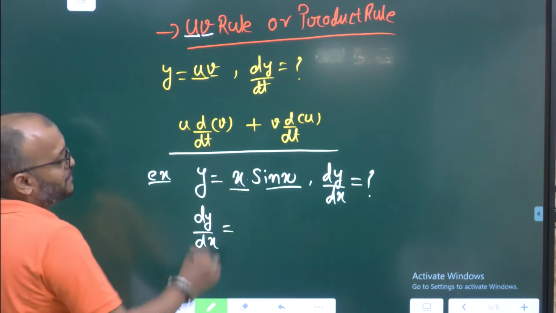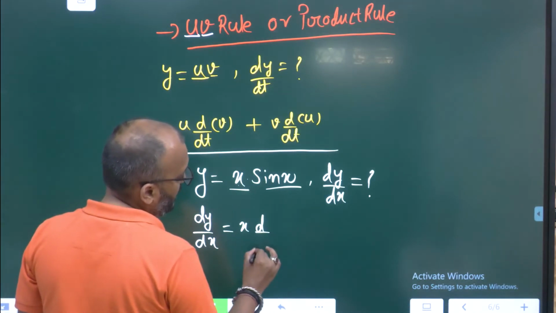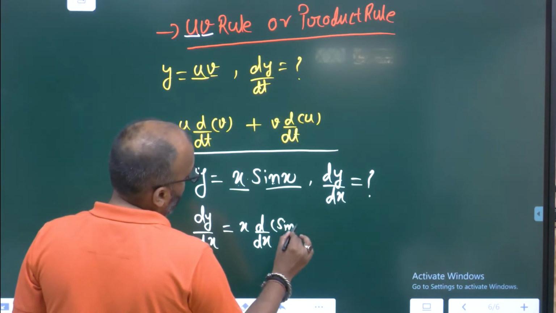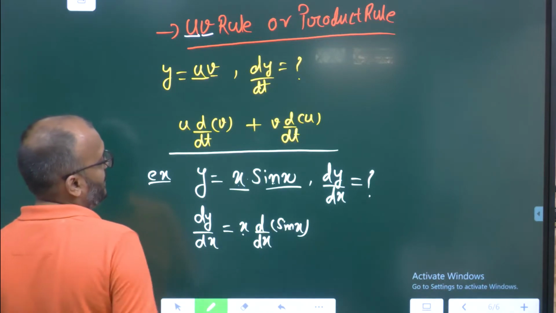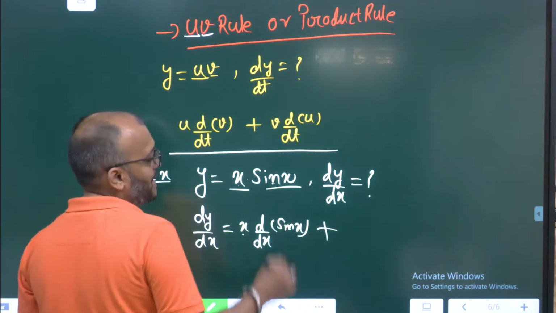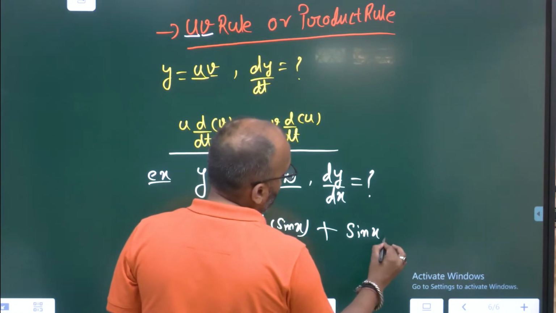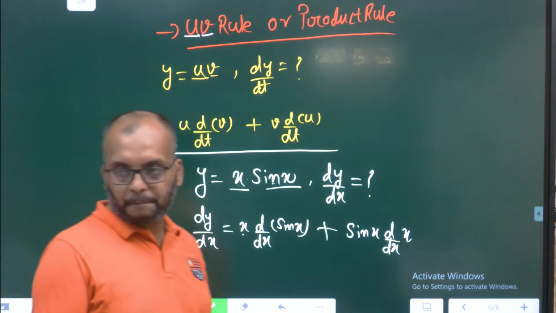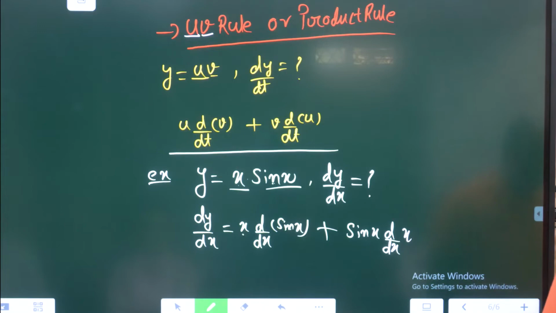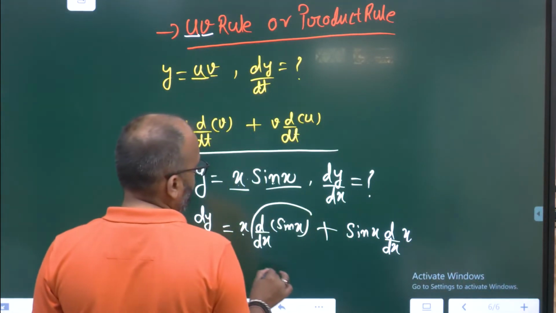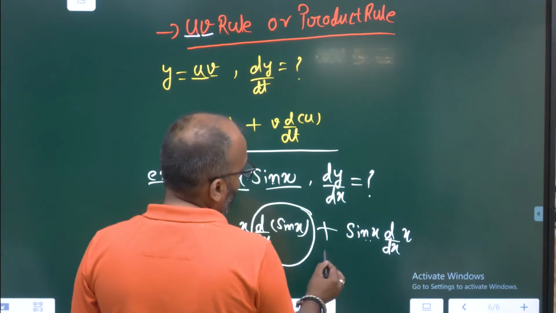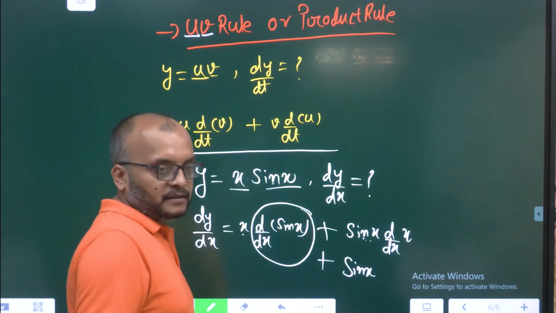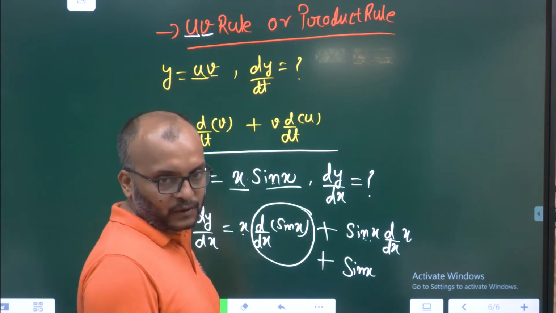This is a variable. Sin x is also a variable. What is the procedure? Keep this constant and differentiate the second variable with respect to x. Put a plus sign. Keep the second variable constant and differentiate the first variable. Yes or no? Understood or not, everyone? We don't know what the differentiation of sin x will be, we will see later. But the second part will be differentiation of x with respect to x. What will be the answer?